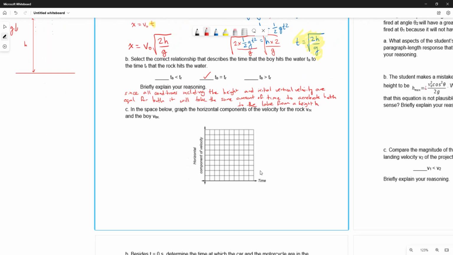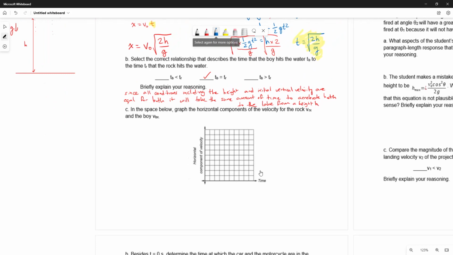You're asked to draw the horizontal component velocity for both of these. Since the rock is just being dropped, it's not being thrown horizontally at all, its velocity would just be 0 the entire time. This is for the rock. And then for the boy who runs off the cliff at a horizontal velocity, v0, right? This is for the boy. His velocity never changes, right? It doesn't increase or decrease. His horizontal velocity remains constant the entire time.